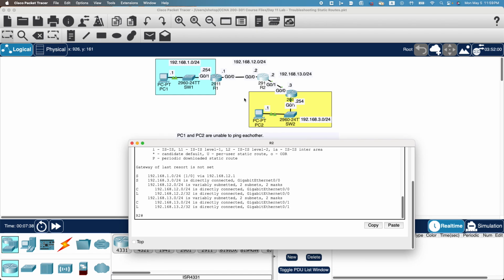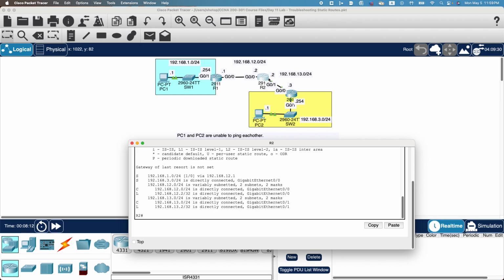So R2 should have two static routes, I feel like. It should have one back this way to the 192.168.1 subnet, and it looks like it does: 192.168.1.0/24 via 192.168.12.1. Yes, that's this interface on the R1 router, and that's correct. That's actually how I expected the other mapping to be. Okay, so that's good.